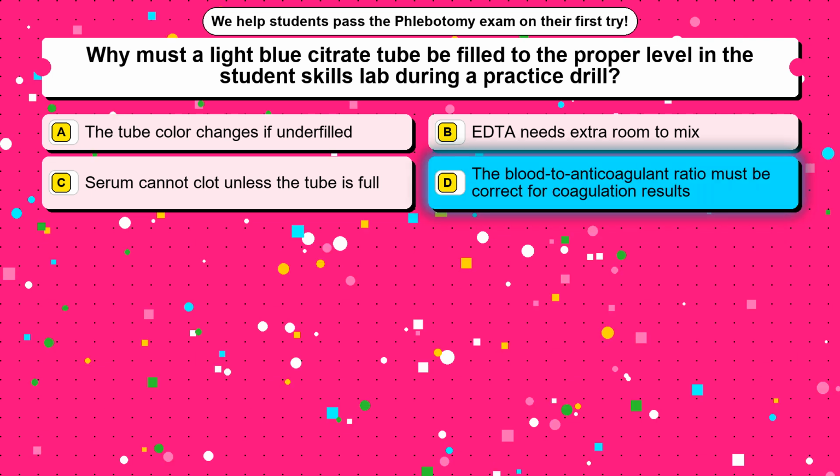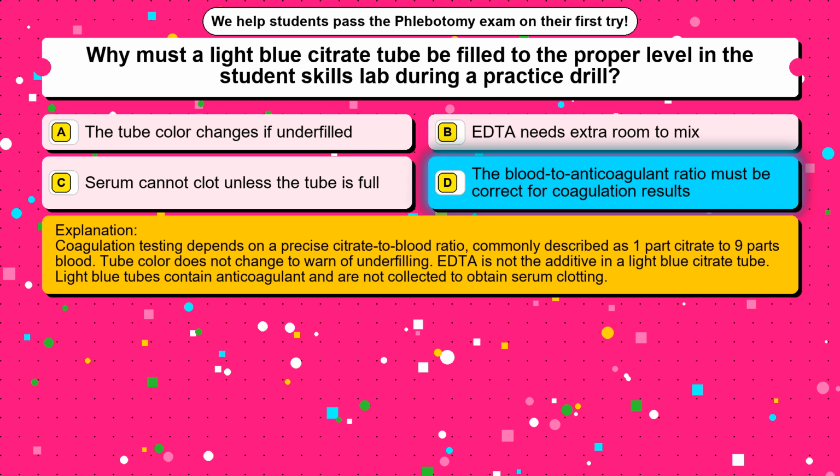The correct answer is option D. The blood to anticoagulant ratio must be correct for coagulation results. Coagulation testing depends on a precise citrate-to-blood ratio, commonly described as 1 part citrate to 9 parts blood. Tube color does not change to warn of underfilling. EDTA is not the additive in a light blue citrate tube. Light blue tubes contain anticoagulant and are not collected to obtain serum clotting.